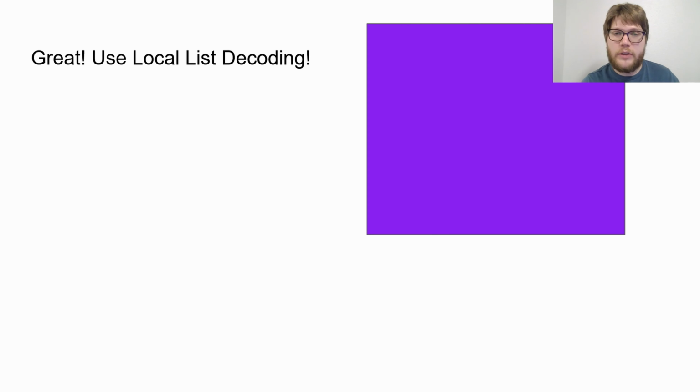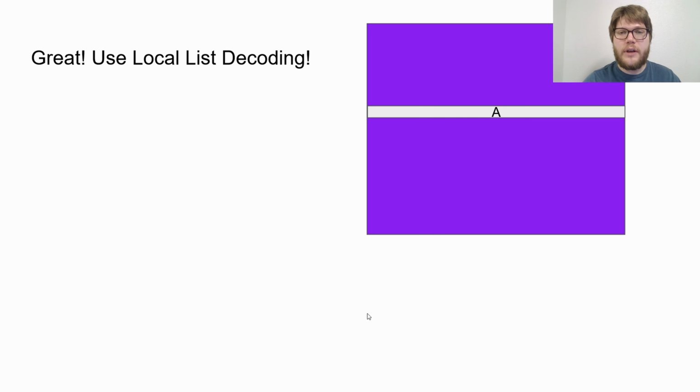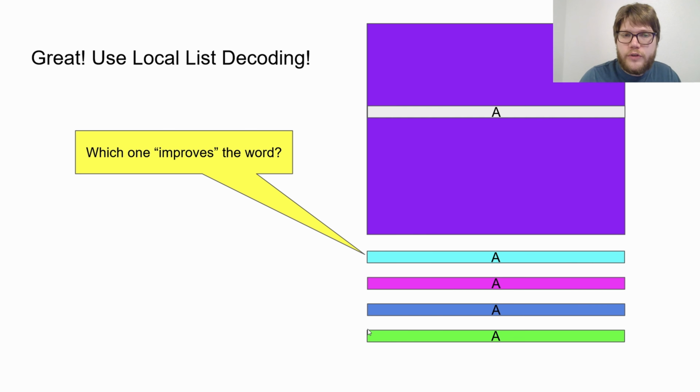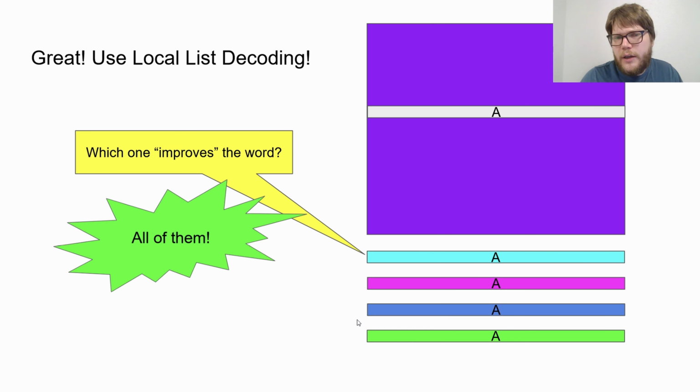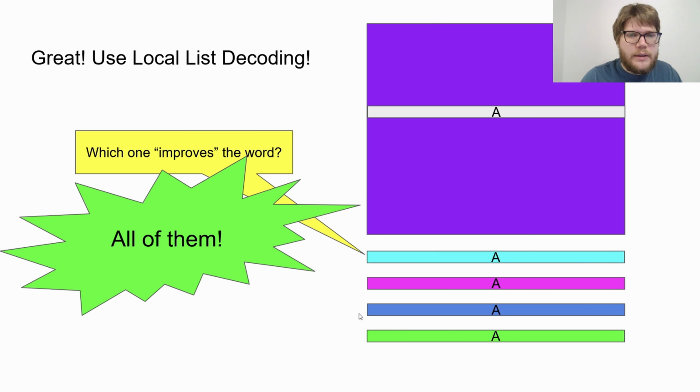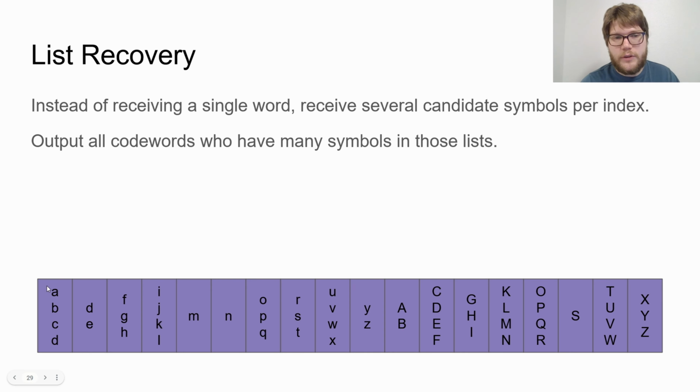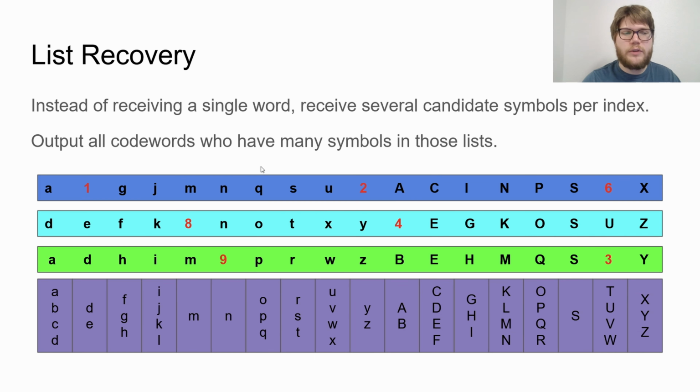Let's just apply it to list decoding. So let's take a line here, and let's do local decoding, and we get multiple things out of it. But which one improves the code word? Well, they all kind of improve the code word, just in slightly different ways. So which one do we take? Well, we're going to have to use list recovery. So in list recovery, instead of receiving a single record, you receive several candidate symbols per index. So here are some candidate symbols, and you need to output all code words who have many symbols in these lists.